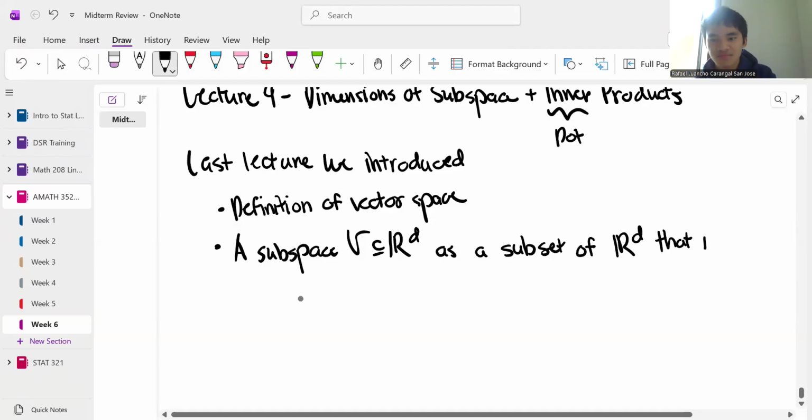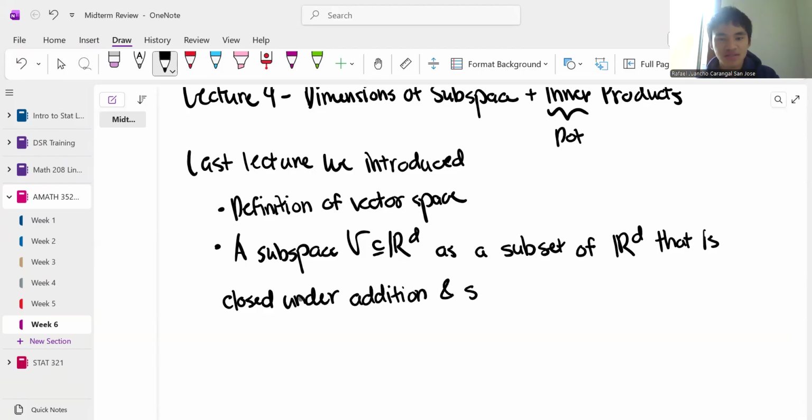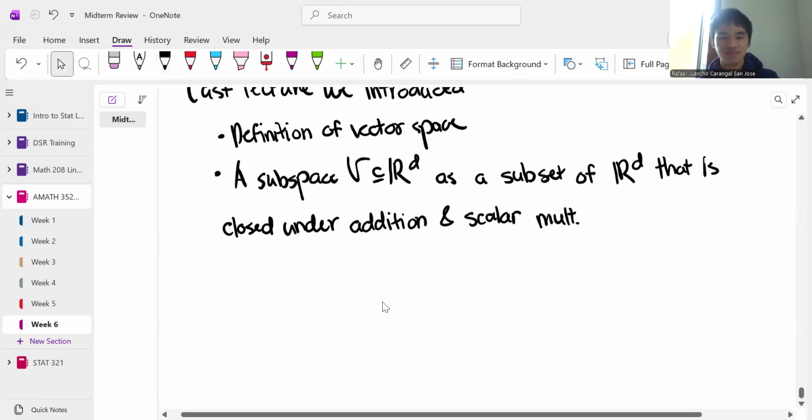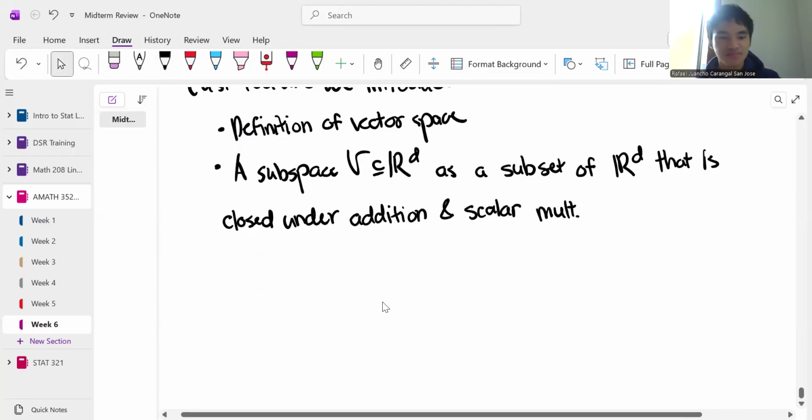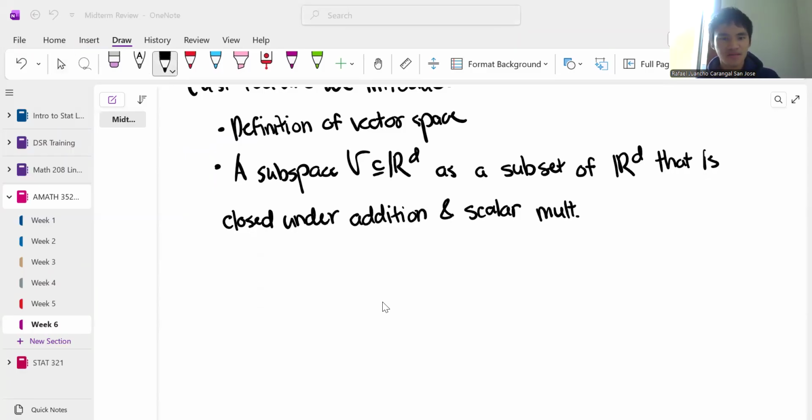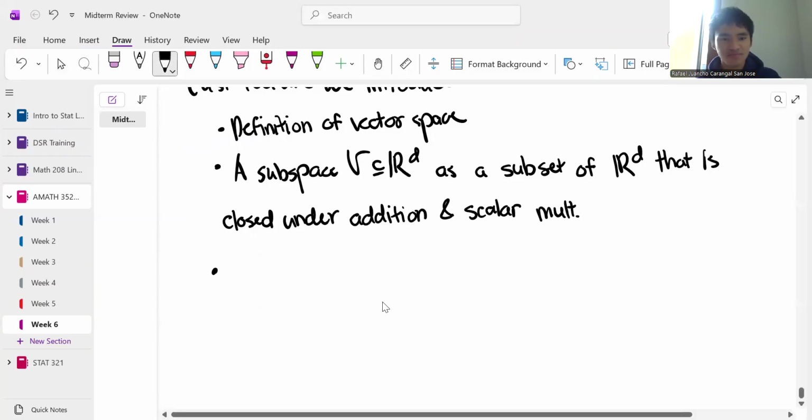Now, what does that mean? It means that all the vectors there in that subspace V are closed under addition and scalar multiplication. So when we add two vectors or when we multiply some vector in that subspace V, the resulting vector that we get out of it is still in that same subspace. That's what it means to be closed, right? What else did we cover last time?